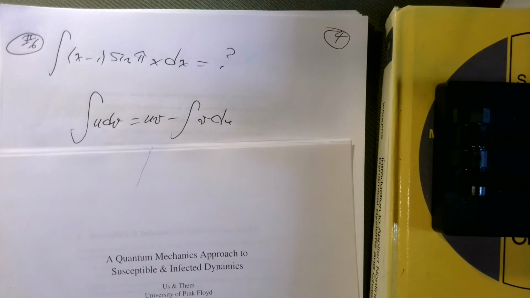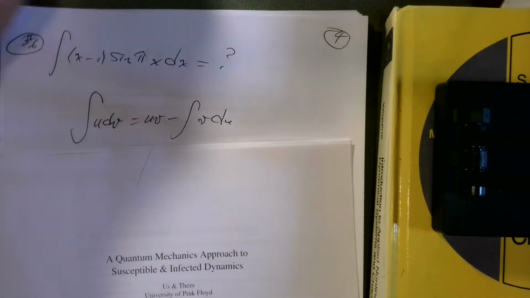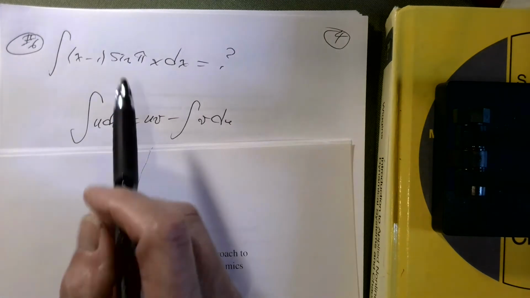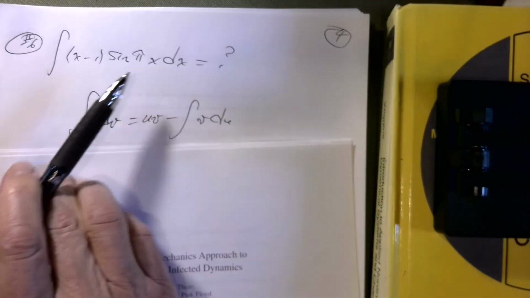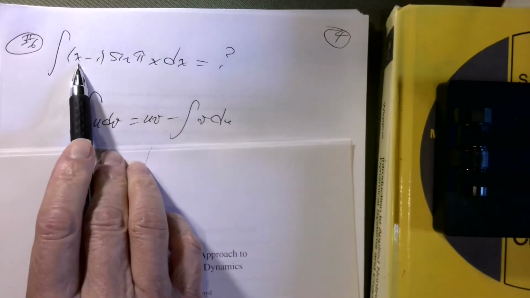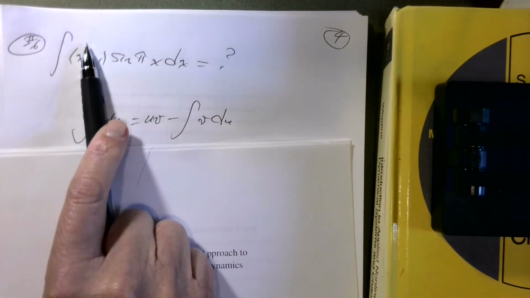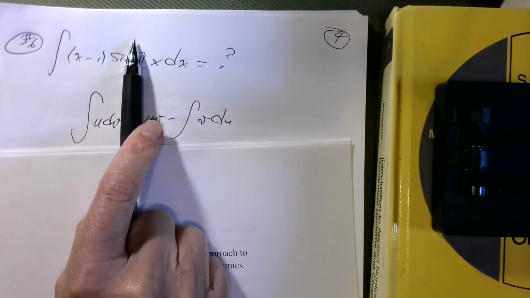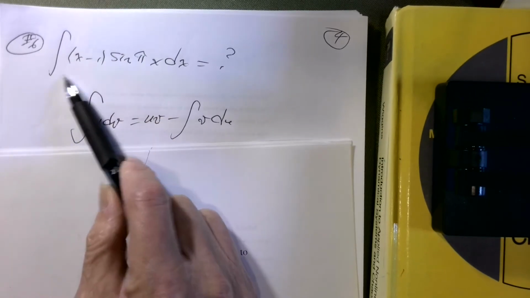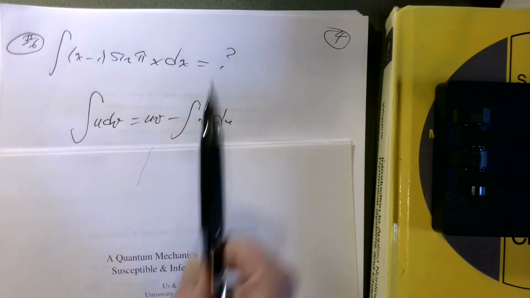Okay, let's take a look at another example. This is number 6. And what we want to do is try to integrate this integrand. Now the problem with this is if you just had sine, that's not a problem. If you just had the x minus 1, that would not be a problem. But now how do you integrate like x times the sine of x?